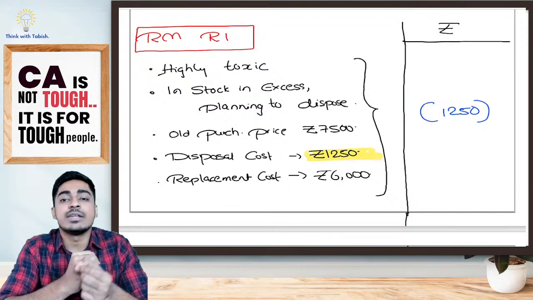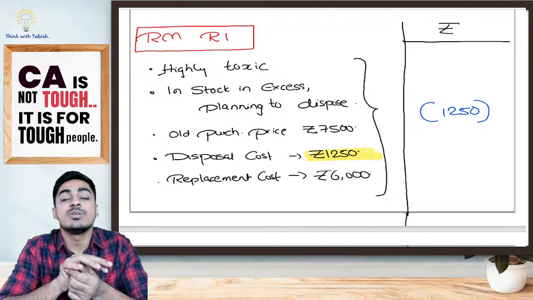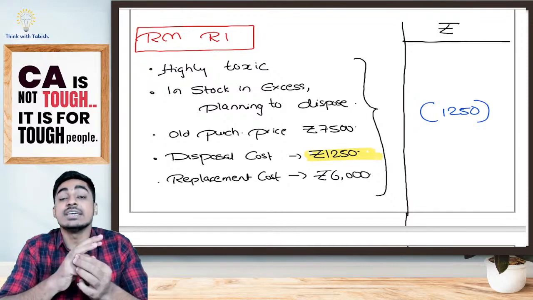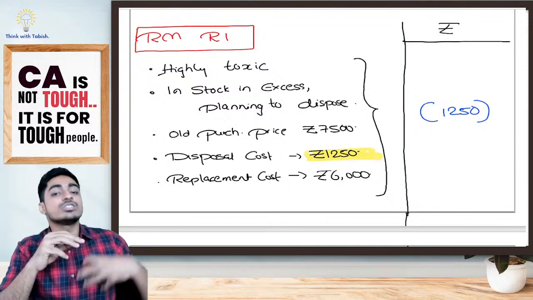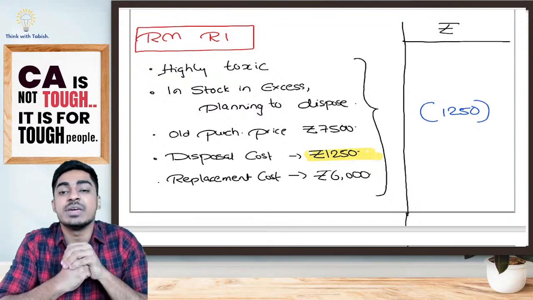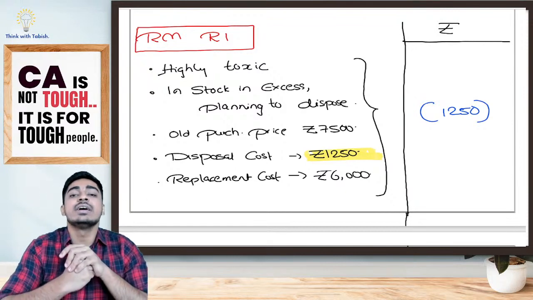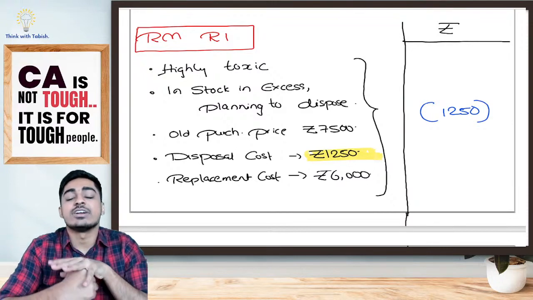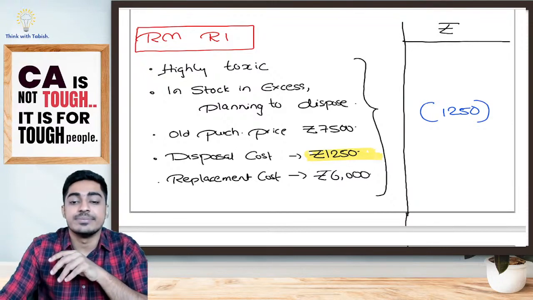Here, benefit from alternate use is not available. Realizable value is also not available. Instead, the company is incurring the cost to dispose of the raw material. So the disposal cost of the raw material will be reduced to arrive at the relevant cost. So the relevant cost is minus 1250.